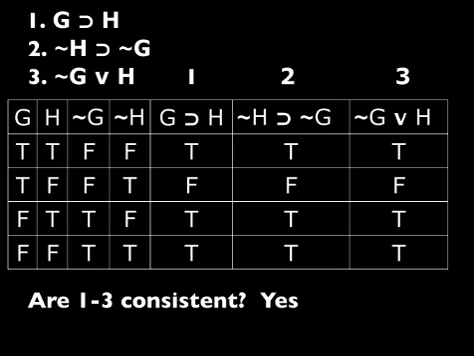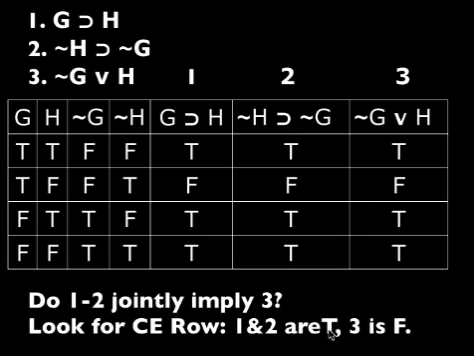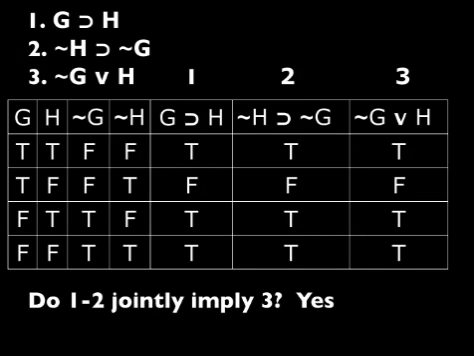Now let's ask some implication questions. And here's the way the implication questions are going to look. We can ask, do 1 and 2 jointly imply 3? Now we're going to look for a counterexample row where 1 and 2 are true, but 3 is false. Is there any such row where 1 and 2 are true, but we have a false here? No. So there's no counterexample row, so the implication does hold. Yes. And it would be the same thing if I asked, do 2 and 3 jointly imply 1? We'd look for a counterexample row where 2 and 3 are true, but 1 is false.